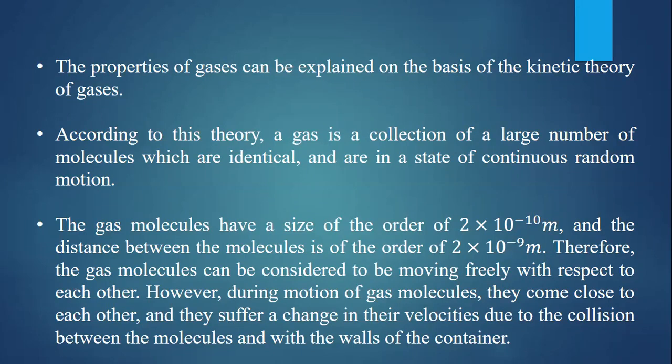Continuous motion means they will not become stationary. They will not stop. Continuously they will move from one position to another position, and their movement is also random. Okay, they are randomly moving. So they will move randomly, right?